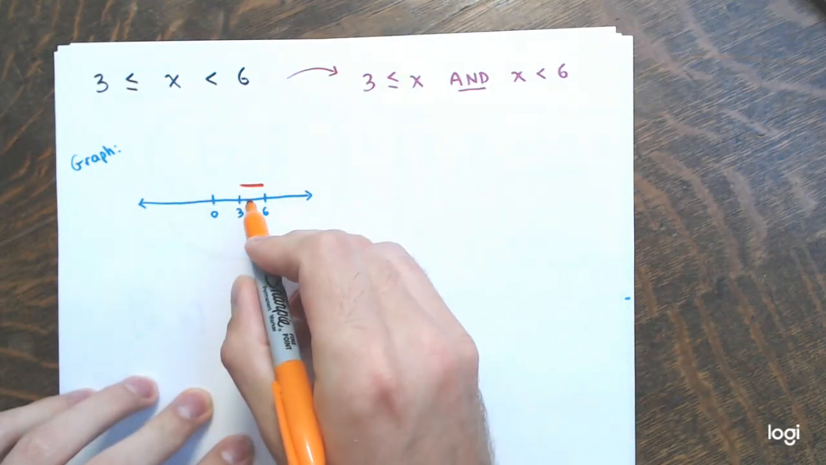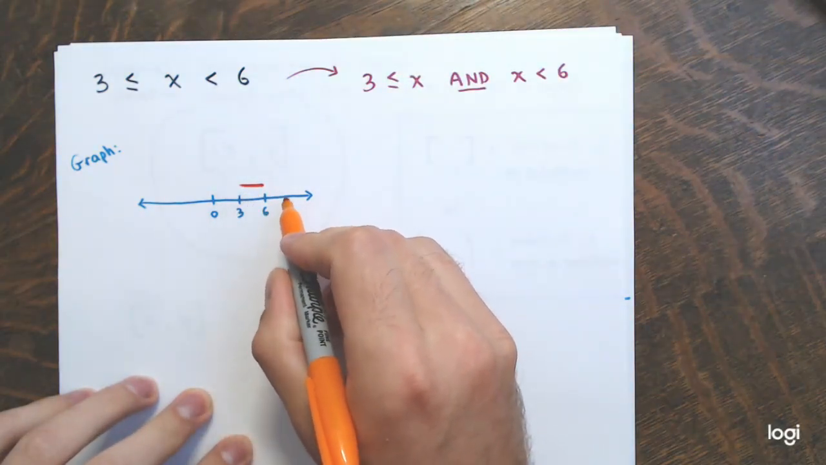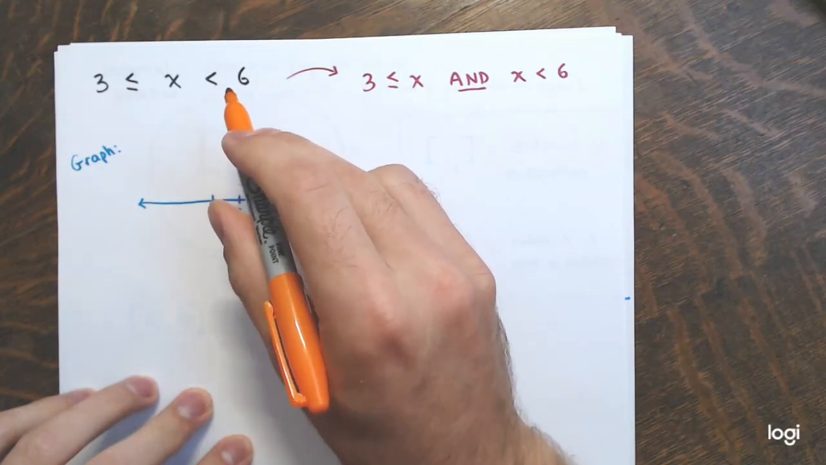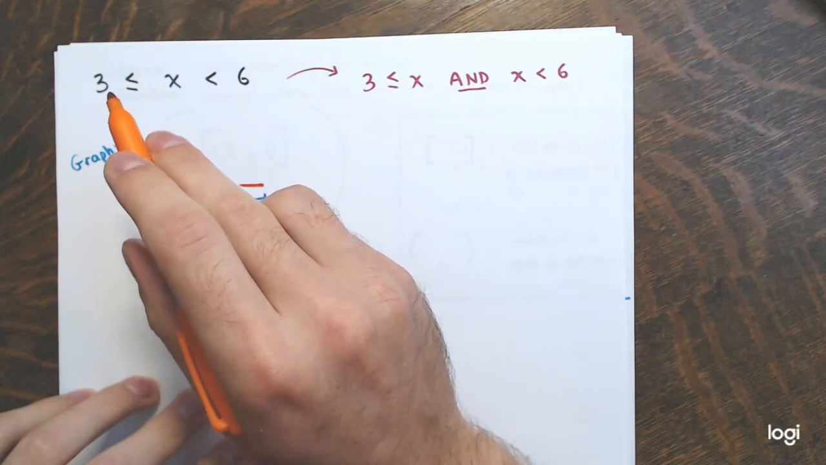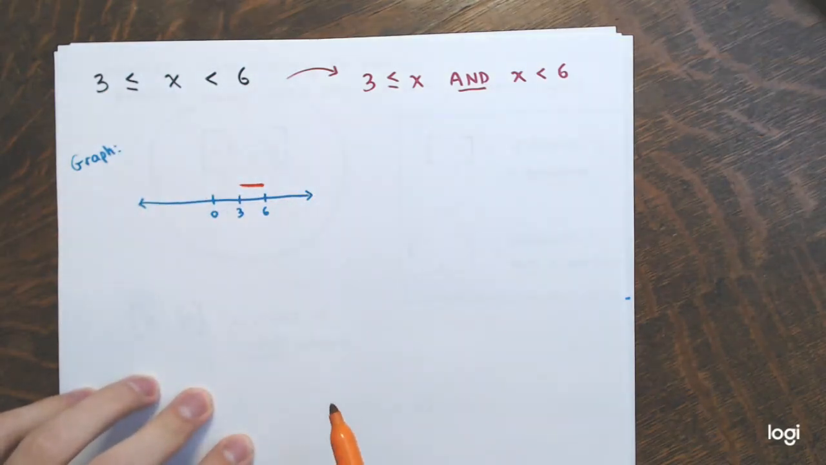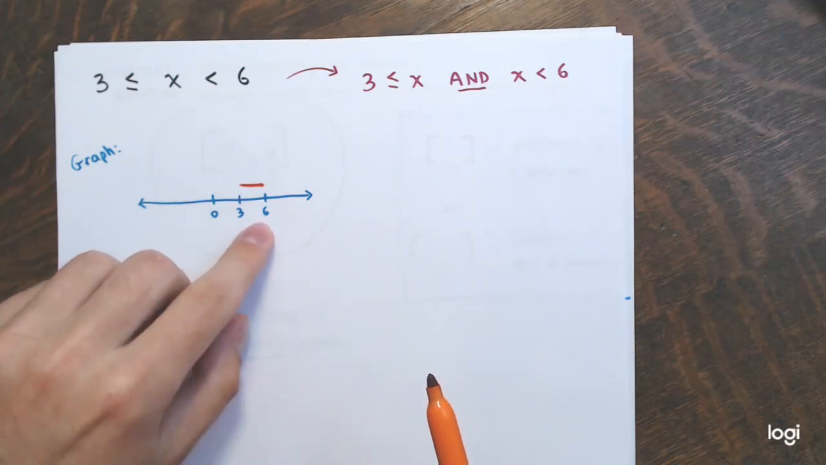Right? Every number between them is a solution. Numbers over here like 7 or 8 aren't less than 6, and numbers over here like 2 or 1 aren't greater than 3. So only these numbers between 3 and 6. Now how about the endpoints?